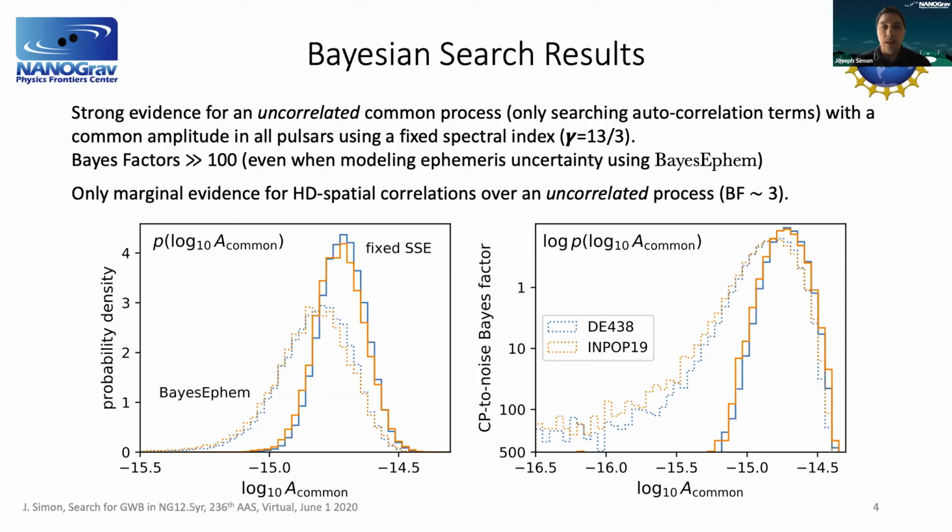And in our 11-year data set, when we incorporated that ephemeris uncertainty modeling scheme, we didn't find any evidence for a common process. But here, you can see that even when we incorporate that ephemeris uncertainty, we are still recovering strong evidence for this process.